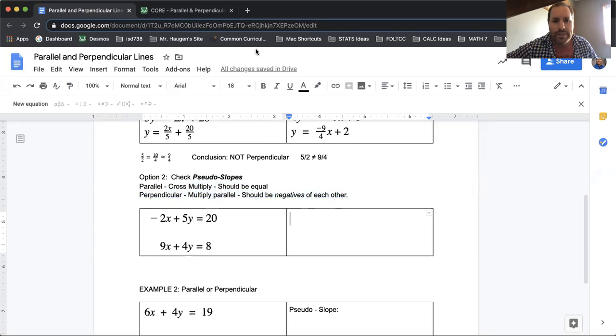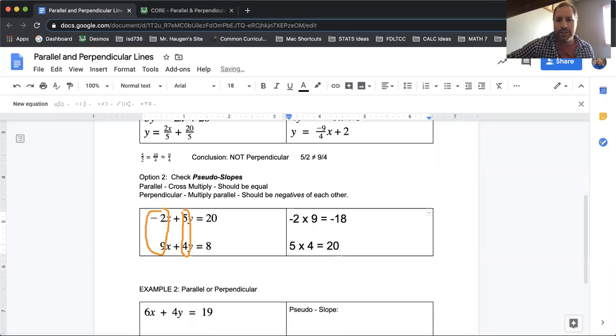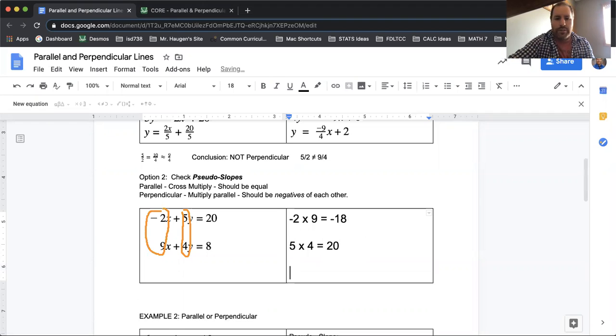So in this case here, we would take negative 2 times 9, and then we would also take 5 times 4 and see if those are negatives of each other. If we take negative 2 times 9, we get negative 18, and then we would also check 5 times 4, and that's 20. And these are close. Again, we get another value that is close, but not perpendicular. So close, but not perpendicular.